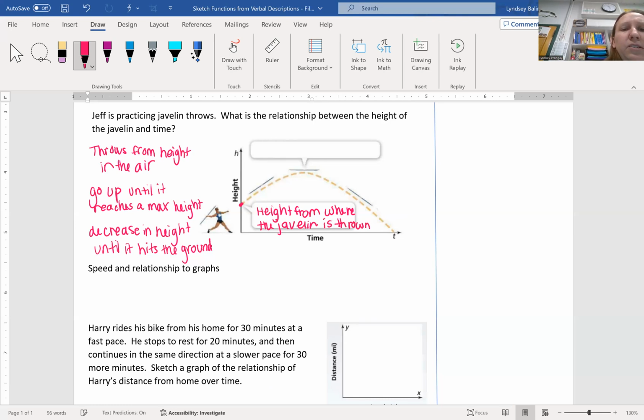Over here, the javelin is going up in the air. It is increasing at this point. It reaches this point at the top of that curve, where we're going to call that the maximum height. And then it's going to start decreasing again. I'm going to make a note over here. It hits the ground.